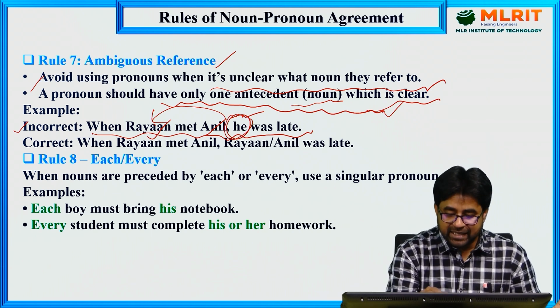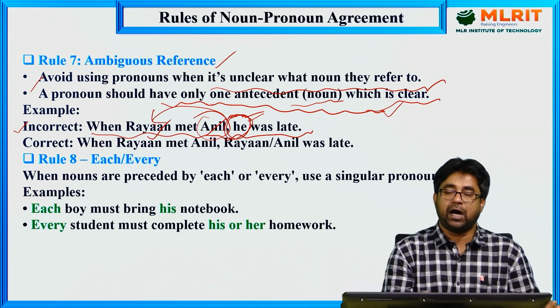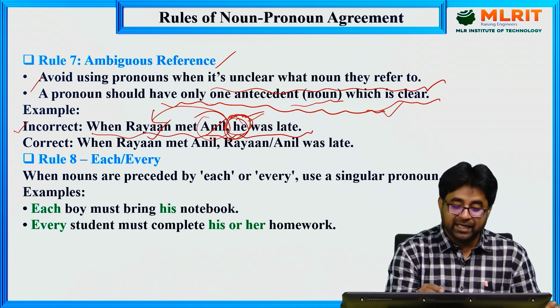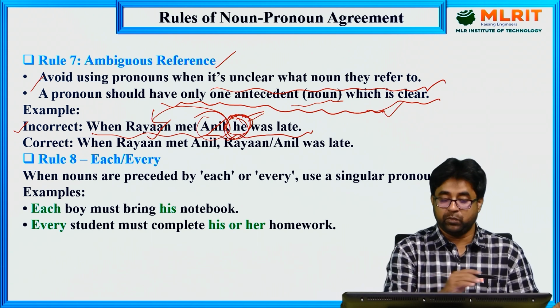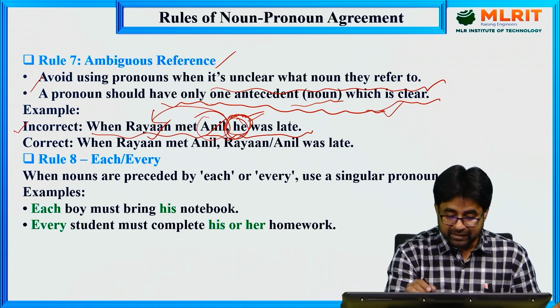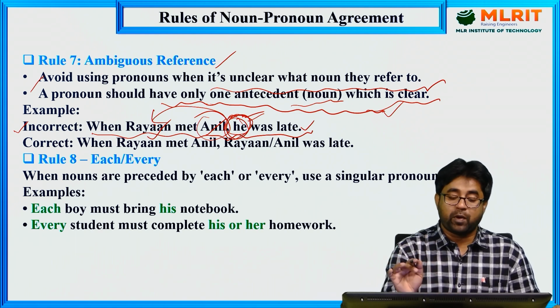What does this he refer to? It can be Ryan, it can also be Anil. How do I know whether this he refers to Ryan or Anil? So this is unclear. This is ambiguous. We should not be using that kind of ambiguous reference. So what we can do here, the reference point, we have to make it clear.